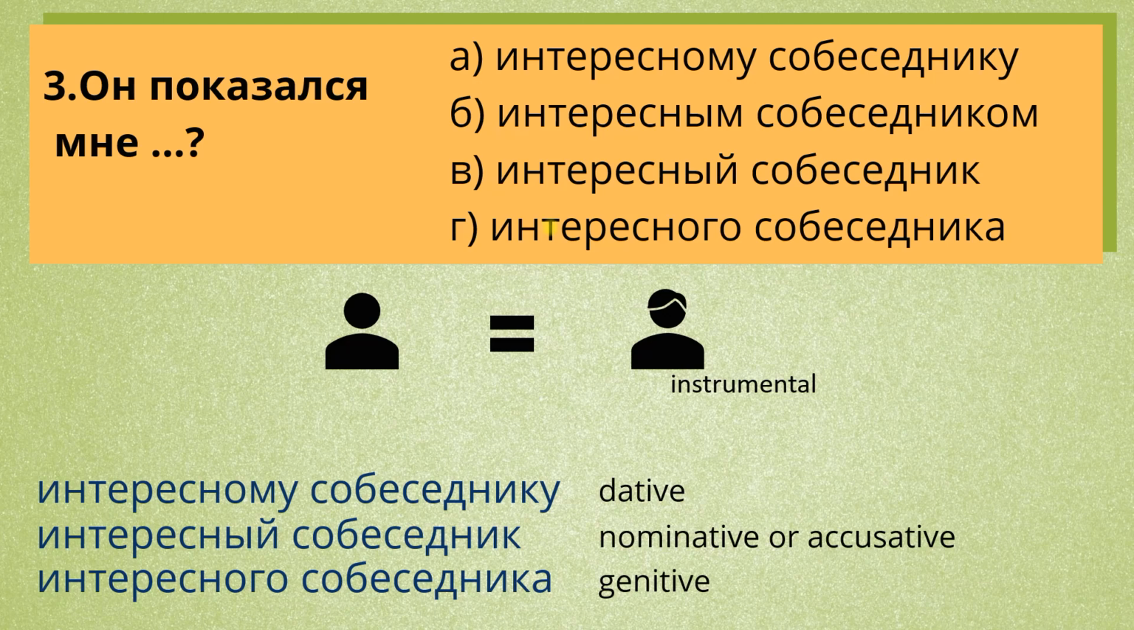Okay, so now we know that actually it's instrumental case when we have this kind of situation. Dative, those two words, whether nominative or accusative, and over and are, it means genitive case. If we go back to our sentence, он показался мне, he seemed to me, whom?